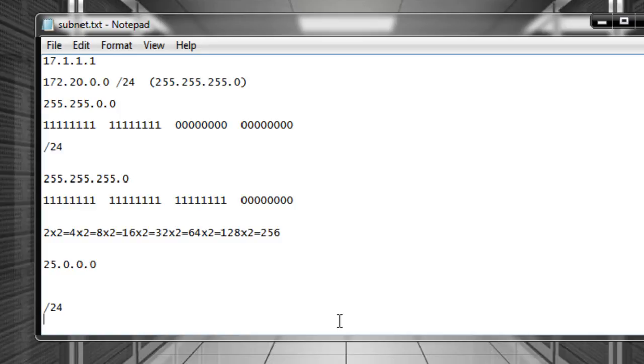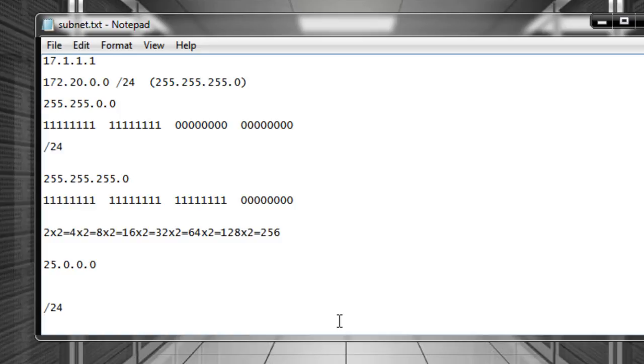Now using our examples here, if you look at the default class B and C masks, they all begin with 1's, right? And prefix notation is simply a slash followed by the number of 1's in that mask. In other words, it represents the binary. It's a shorthand way of expressing the binary version of the mask.